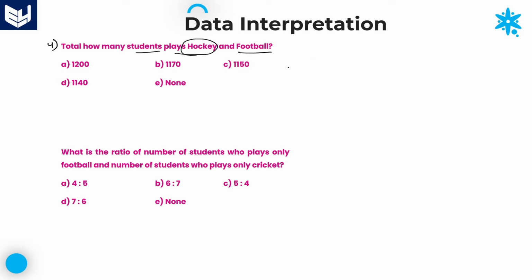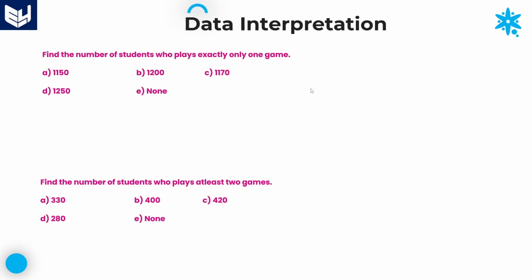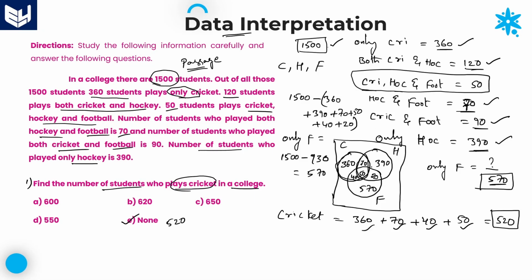Here he is asking us to calculate how many students are playing hockey and how many students are playing football. It means you take everything except cricket. Except cricket, you need to take all the remaining values. Total how many students are playing hockey and football? So go back to the first slide, that will show you the exact results.